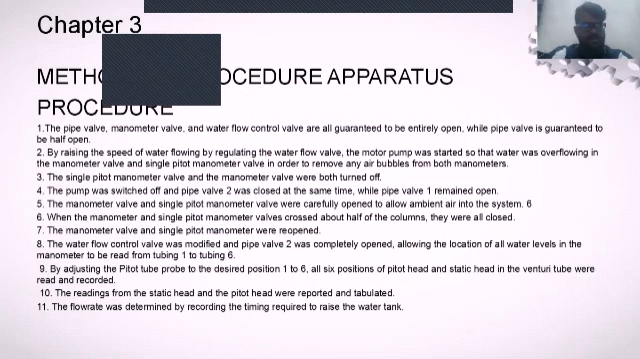For step number 5, the manometer valve and the single pivot manometer valve were carefully opened to allow the ambient air into the system. Steps number 6 to 9 will be done with different angles and also with six different positions of the pivot head. The static heads and the venturi tube readings were recorded for our experiment as our results.